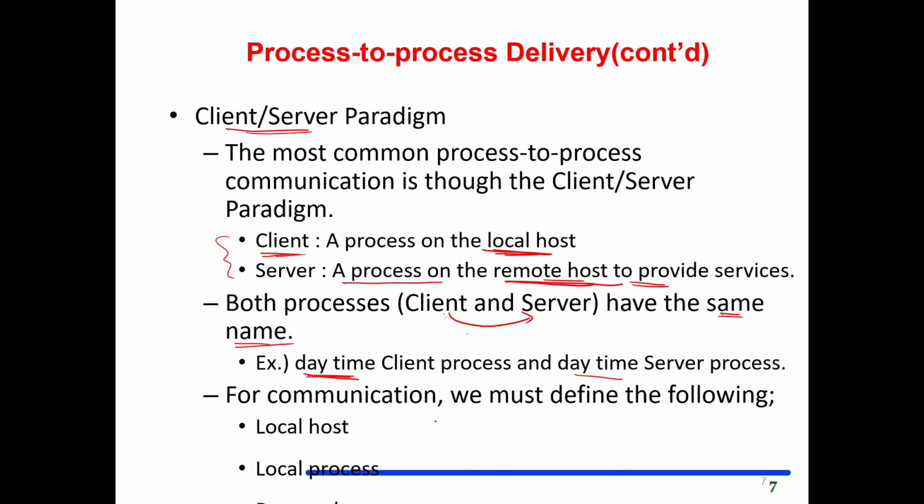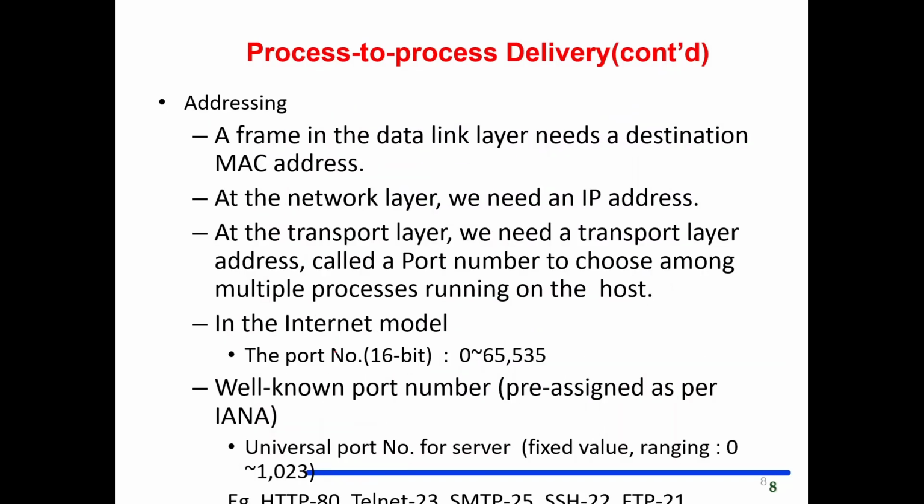For communication, in the transport layer we must define what the local host, local process, and local server are. All those things we have to define, and we also have to define addressing. You know, in the OSI model different layers are there, and in different layers the concept of address is different. That means in each layer, new addresses will be added.